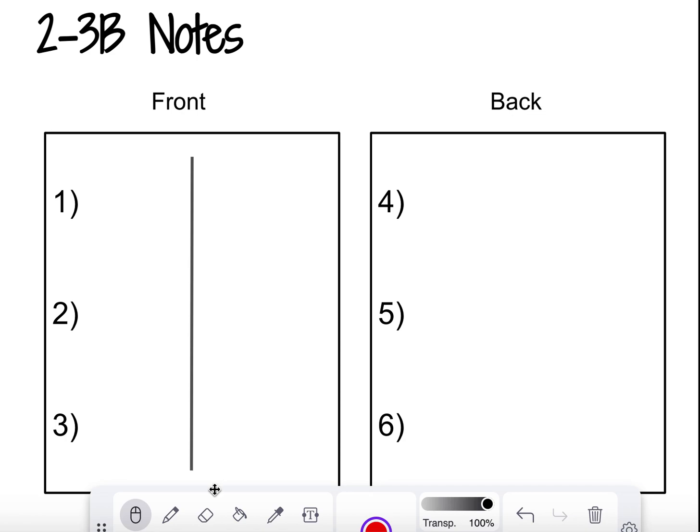Notice how I've got a line down the middle of the front side here on examples 1, 2, and 3. I'm going to show you two different ways of solving each one of those problems. Just go ahead and pause the video, get your notes ready to go, and then you can push play when you are ready to come back.